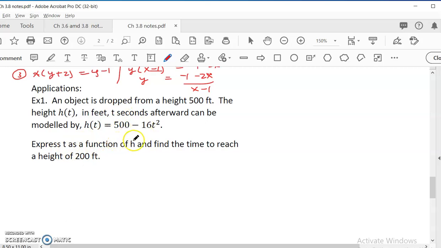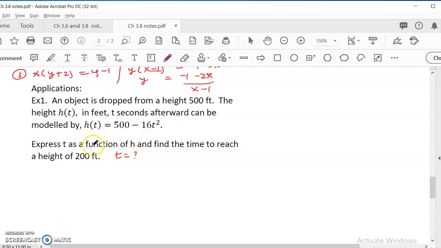Express t as a function of h and find the time to reach a height of 200. So suppose you want to find the time when height is 200. Of course you can plug it in and solve for it, but if we can have a function like this, that would be nice.